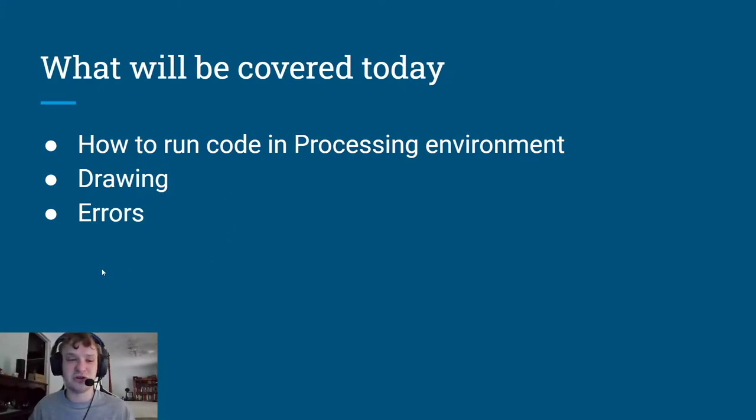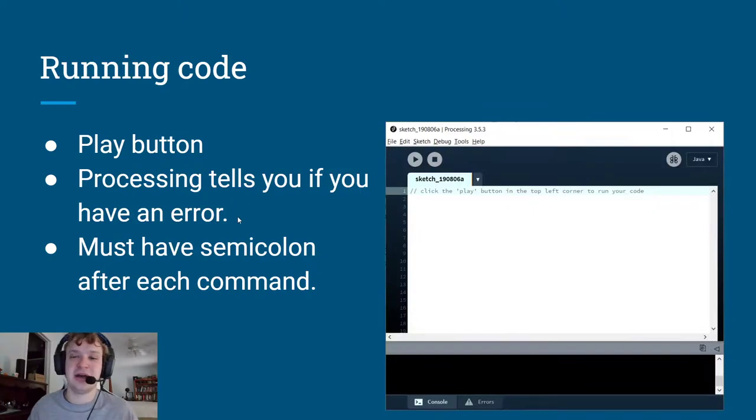We're also going to very briefly talk about some errors that you may see in processing and what to do about them as you're coding along. And so let's start off by saying, how do you run some code? If you open up processing on your computer, you should see a window that looks something like this. And we're going to break apart what each of these things do.